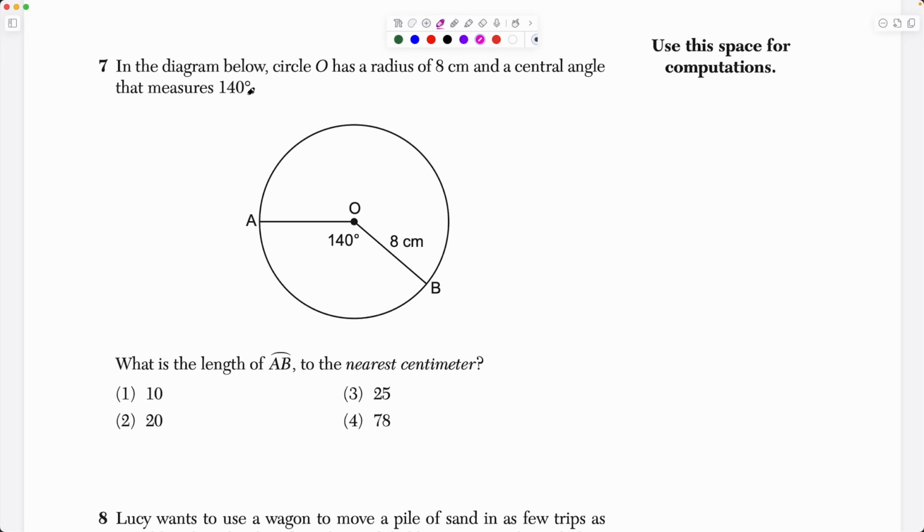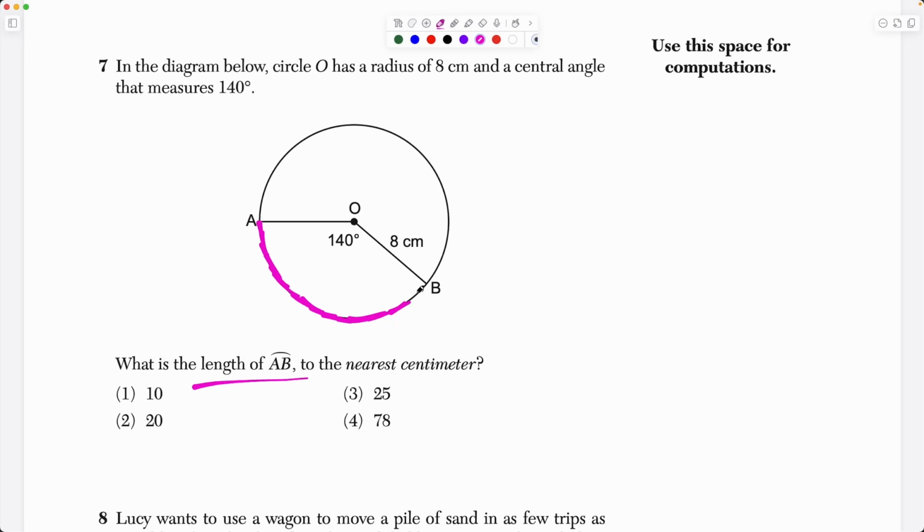Question 7, in the diagram below, circle O has a radius of 8 centimeters and a central angle that measures 140 degrees. What is the length of arc AB to the nearest centimeter? So for this question here, first we have to understand what we're even trying to find. We're trying to find the length of arc AB, which is this portion of the circle here, okay, on the circumference of the circle.